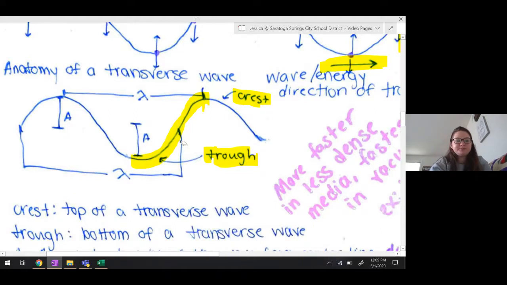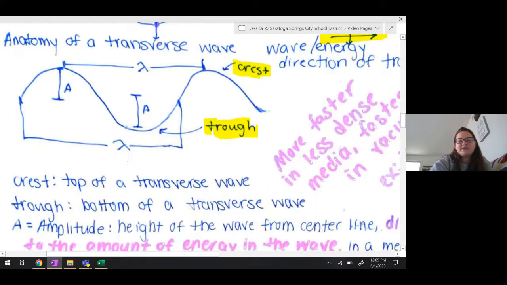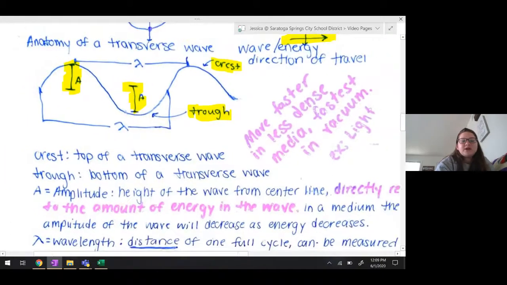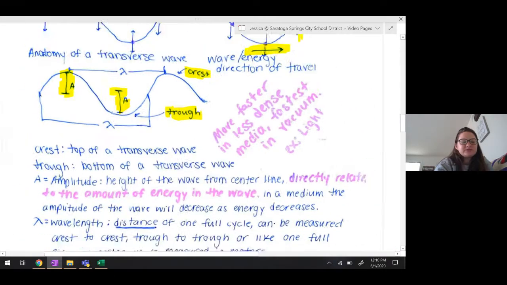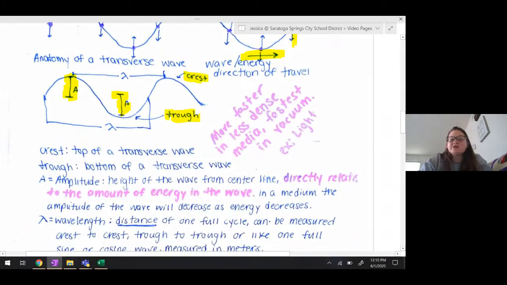So the crest to trough distance, if you were to measure that, represents half of a wave. The next thing we can talk about is the amplitude. We can measure the amplitude like this or like this. The amplitude of a wave is the height of the wave from the center line. So it's not the total height, but rather half the total height.